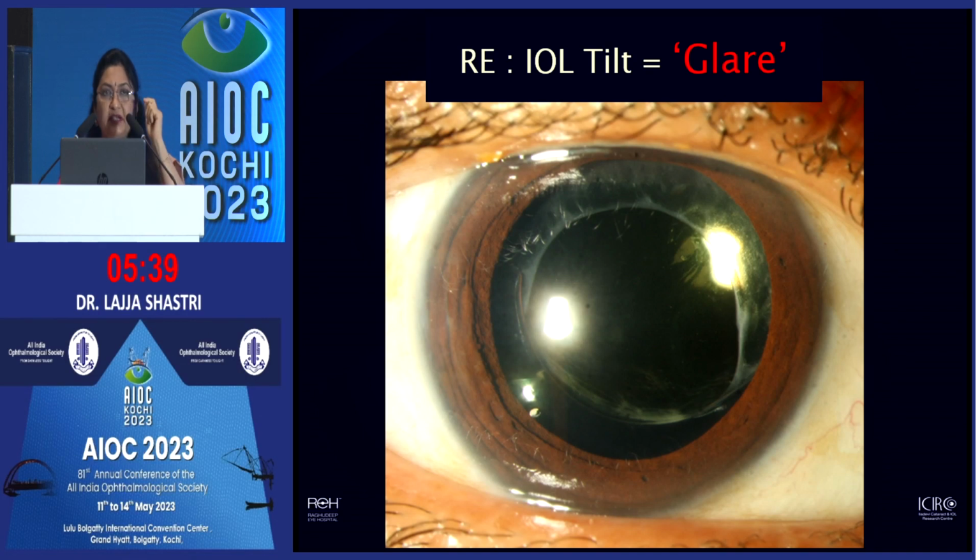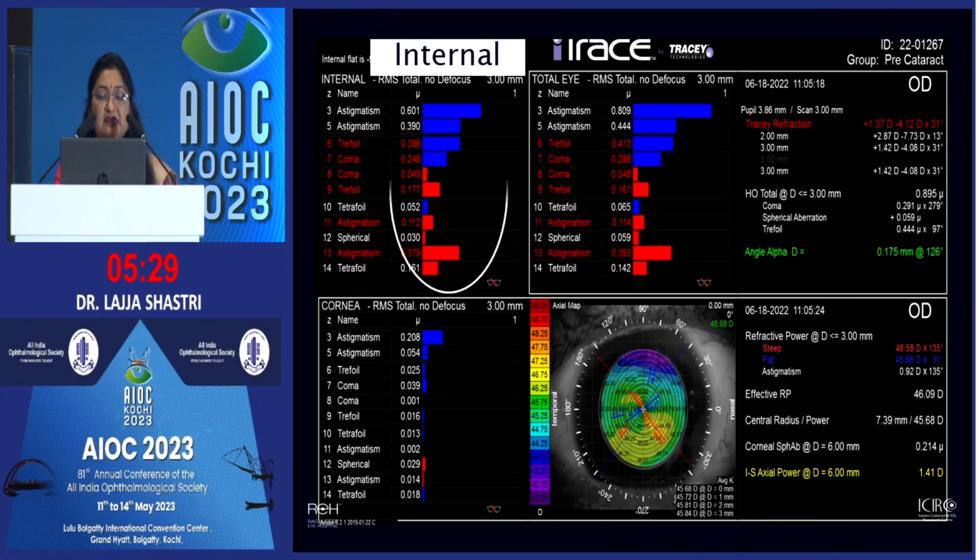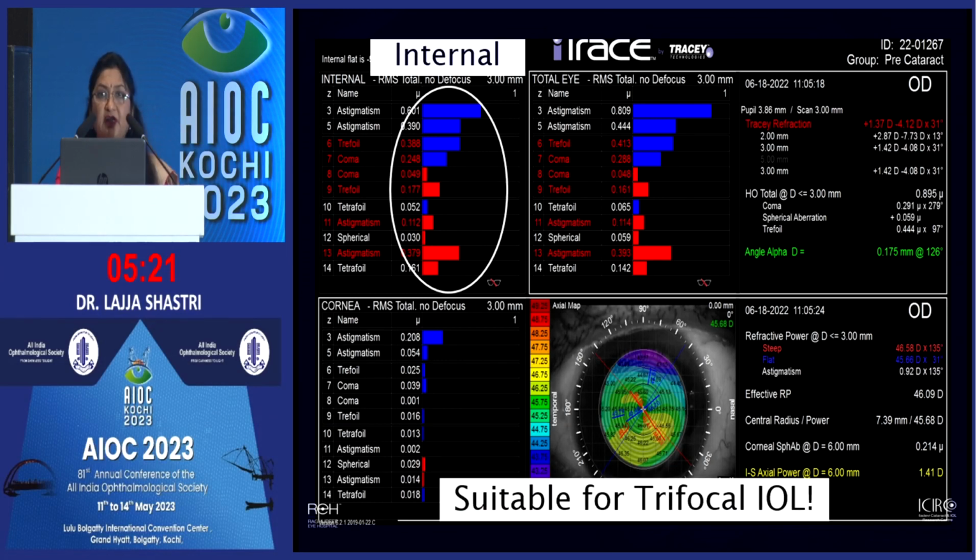To demonstrate on aberrometry what this slight bit of tilt can do: this slight bit of tilt is causing, and these are the internal aberrations, presumably stemming from the EDOF lens, so many higher order aberrations, also inducing astigmatism. But otherwise, this eye, operated elsewhere, is completely suitable for a trifocal lens.